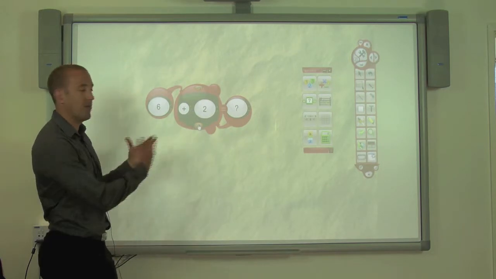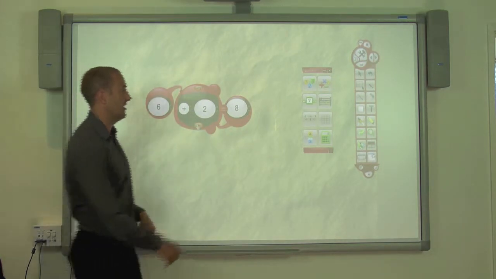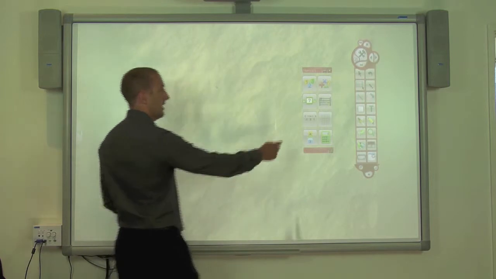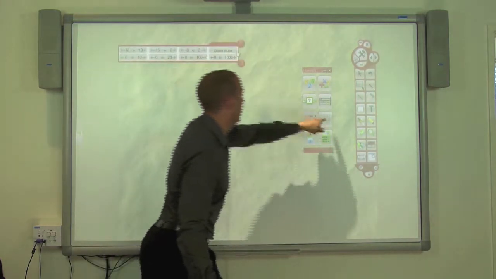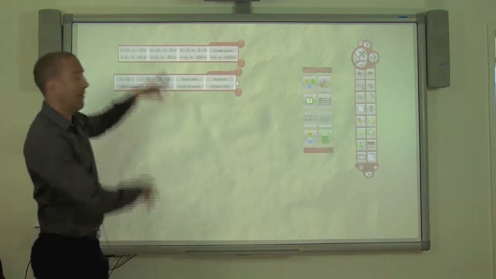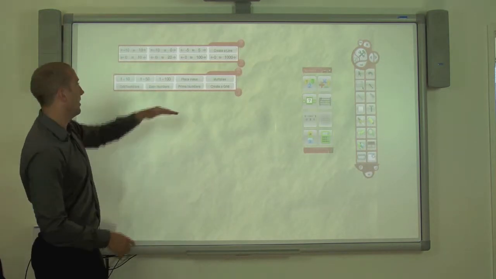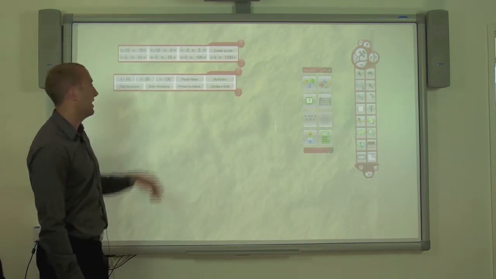It's just a different kind of grip on that. Reveal the answer. Get rid of that. Number lines and grids, these are really, really useful. I'll bring both of them up so we can look at them at the same time. You can create any number line and any grid.